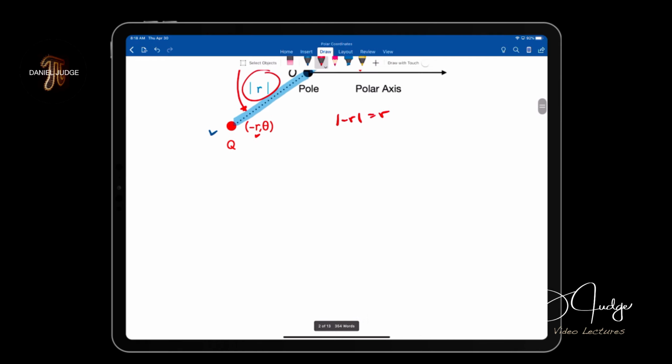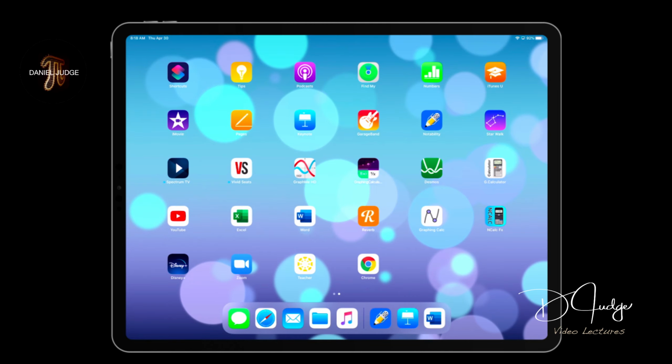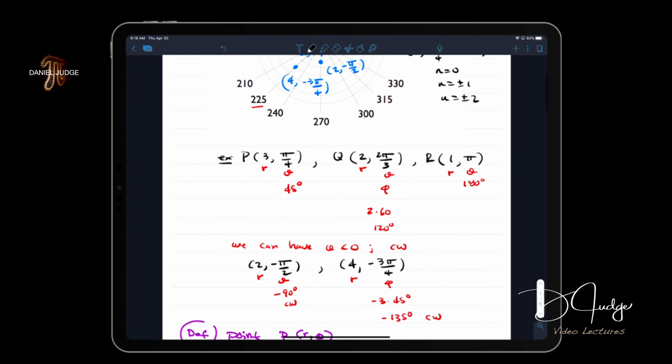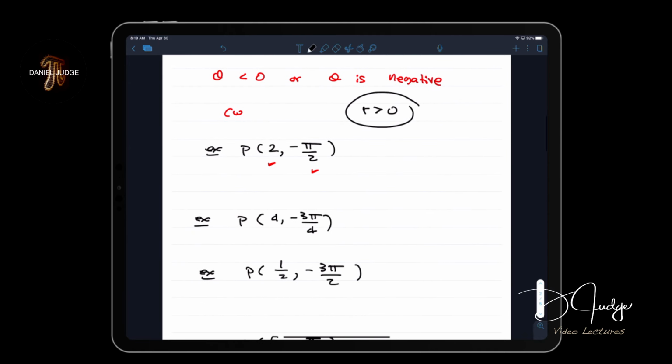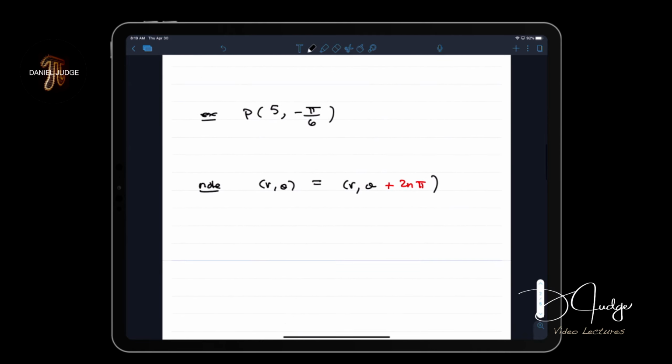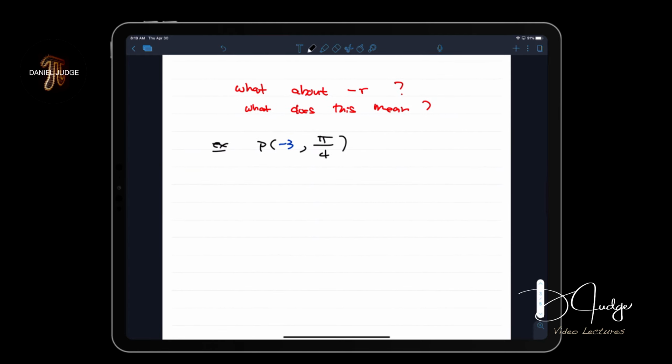So let me do this now. You say, okay, how do we apply a negative radius to our picture here? We have a bunch of other examples. This is what I already talked about: they're not well defined. This is the definition I gave you guys, negative radius value. Let's try this: negative 3 pi over 4.